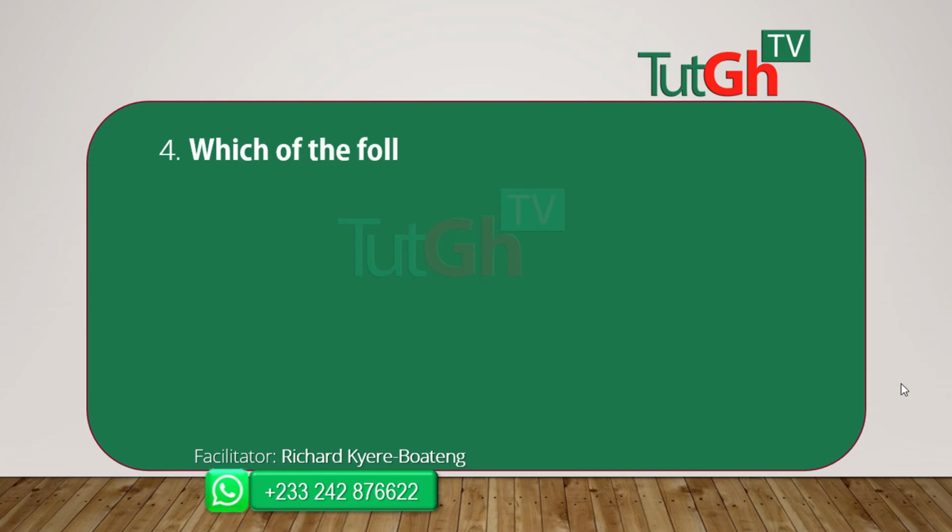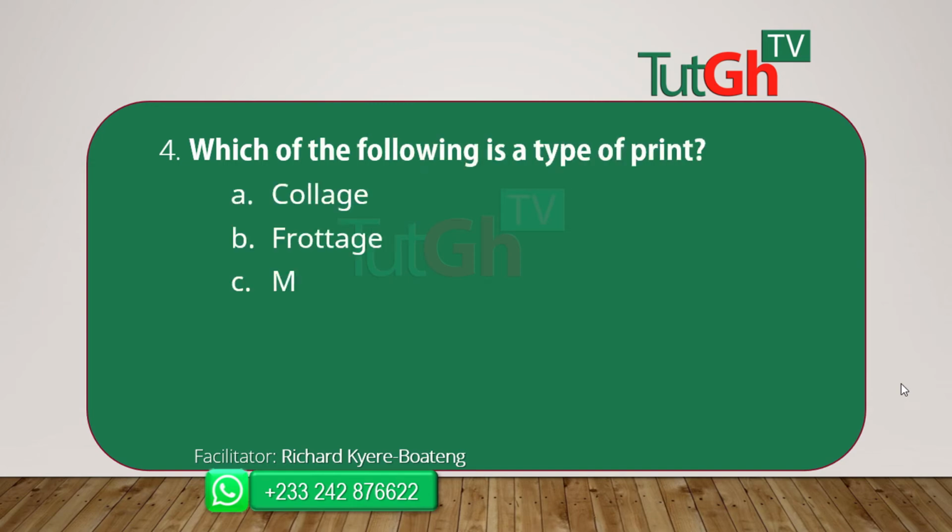4. Which of the following is a type of print? A. Collage, B. Fruitage, C. Montage, D. Splash. And the answer is B. Fruitage.